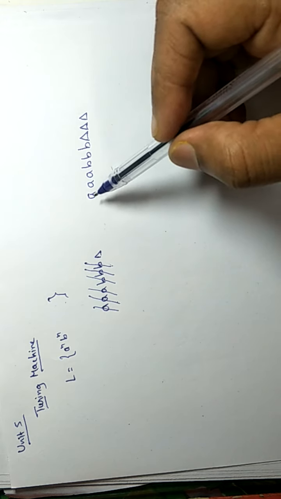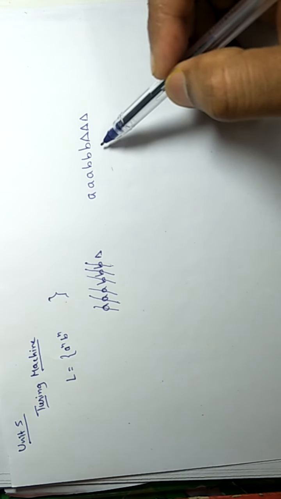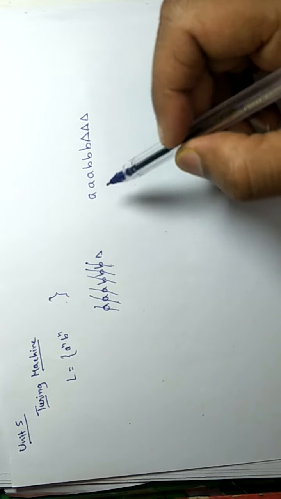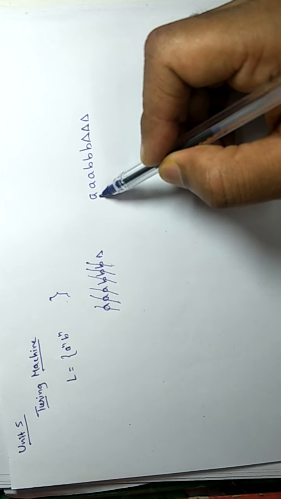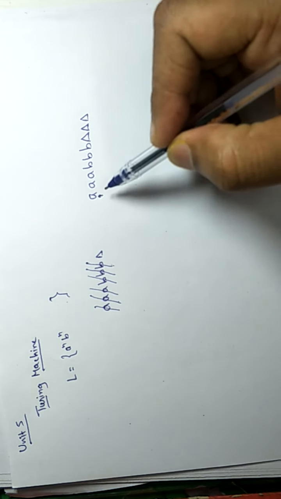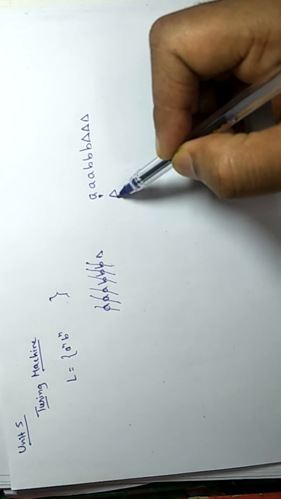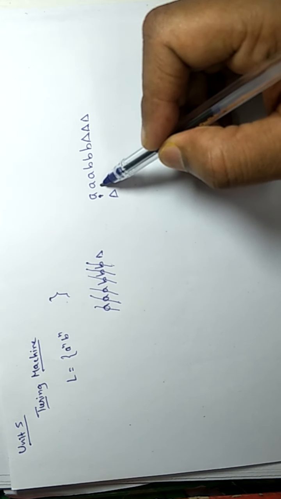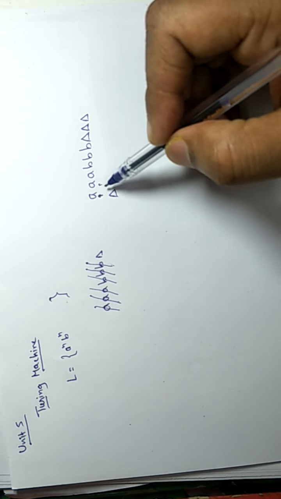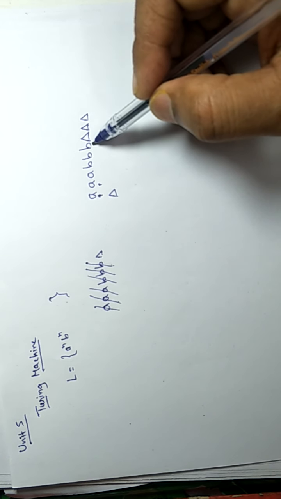So to cut an a from the left and cut a b from the right, we do it in a step by step procedure. We start from this position, we read this a and overwrite it with a blank symbol, then move the cursor to the next a. So we have marked 1 a here. Now our goal is to mark a b in the right side.